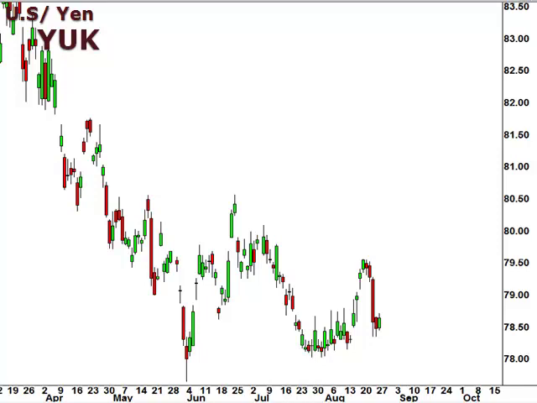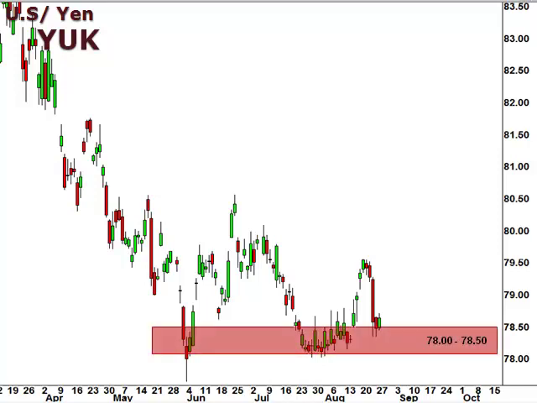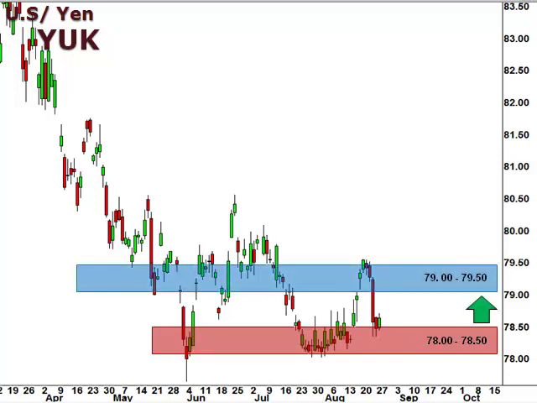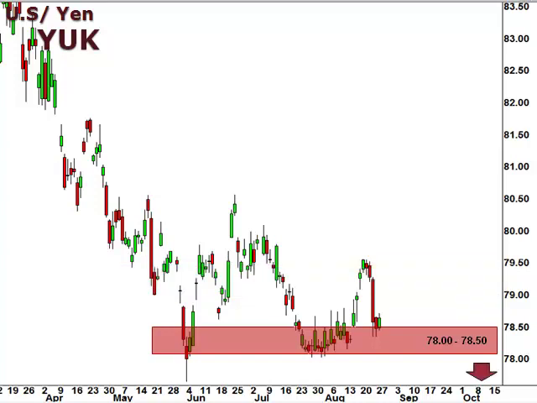Next up, the YUK, the U.S. dollar versus the Japanese yen. Well, the YUK lost considerable ground last week, dropping down to test support at 78.5. A bounce here is likely to meet resistance at 79. We are open to a move lower to test 78, a break of which opens the window for a continuation to the downside.